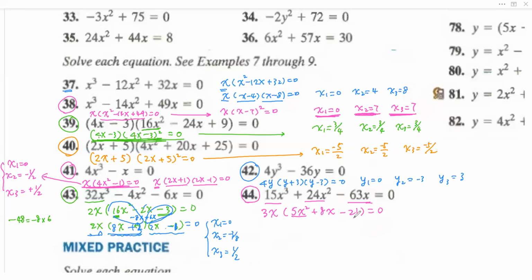So you have 5x and negative 21. So you got a negative 105. Negative 105. So how do you factor the rest to get the positive 8? The middle term should be positive 8.